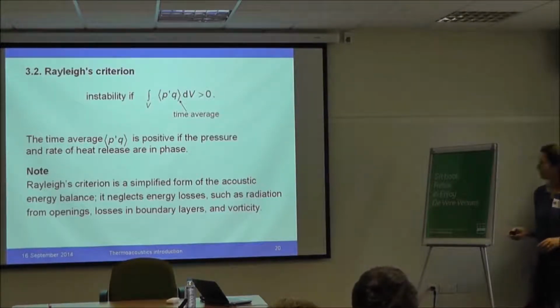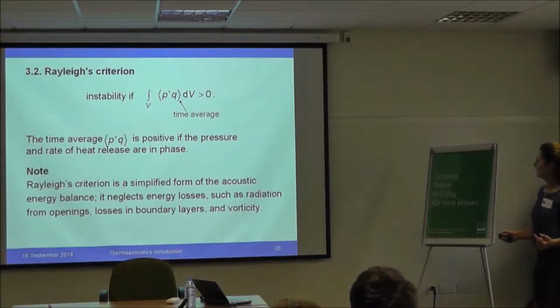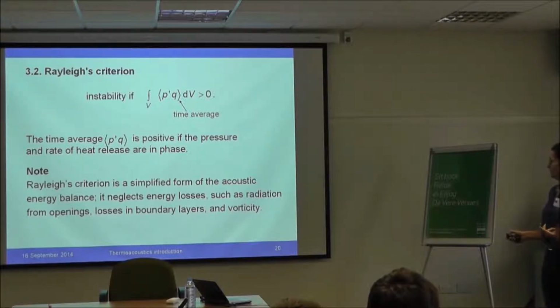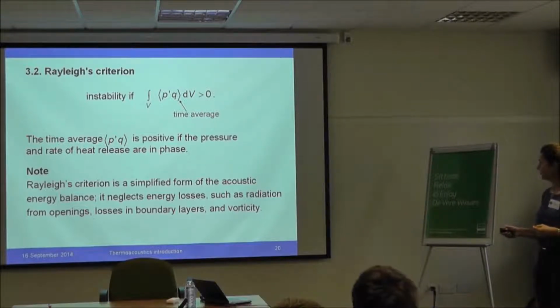Right, back to Rayleigh's criterion now. So we could infer from the acoustic energy balance that we have an instability if this integral over the source volume is greater than 0, and our integrand is the time average of pressure times rate of heat release. And if that time average is positive, we have an instability. And when is it positive? It's positive when those two quantities, P dash and Q, are in phase or roughly in phase. And that's basically Rayleigh's criterion.